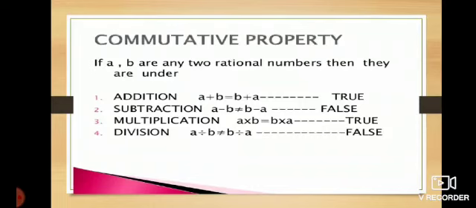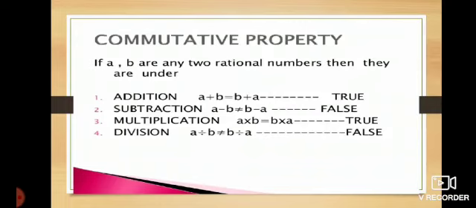In subtraction, if a and b are any two rational numbers, and if we subtract a minus b, that is not equal to b minus a. If the order of a and b is changed, you are not going to get the same answer on the left hand side and right hand side. Hence, commutative property does not hold good under subtraction.